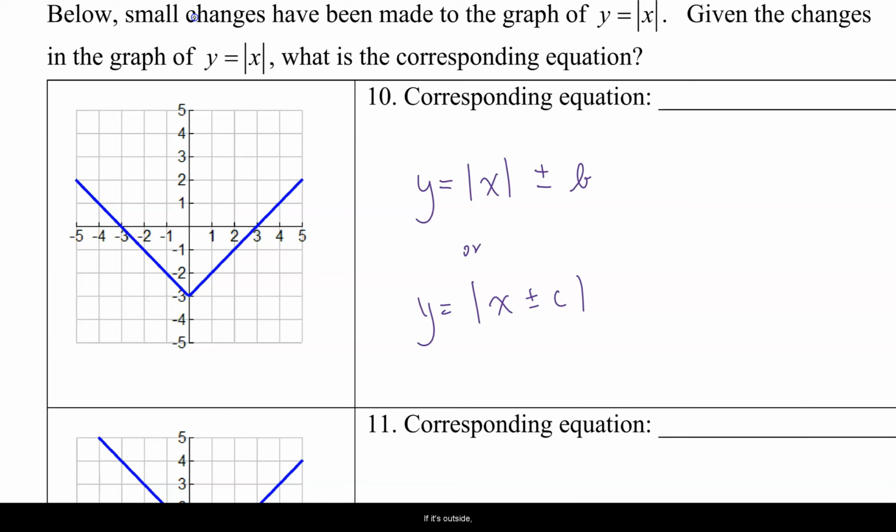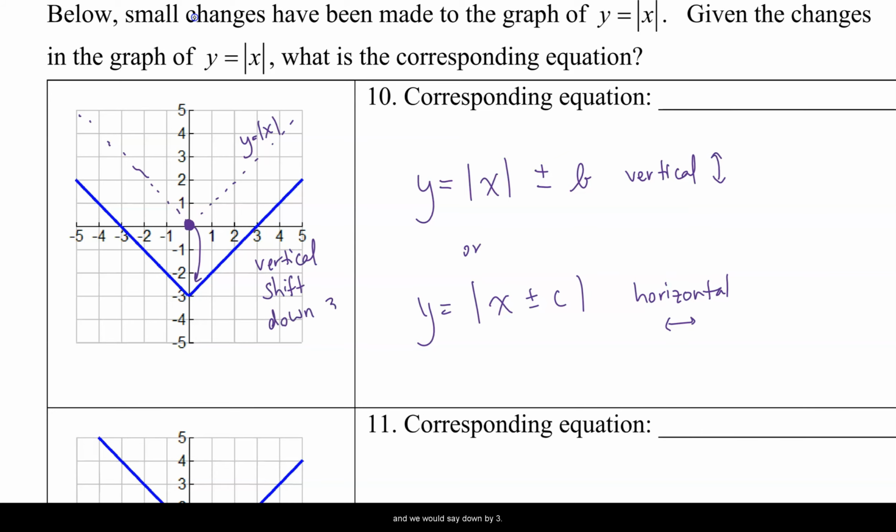If it's outside, this is a vertical shift up and down. If it's inside, it's a horizontal shift left or right. We normally would sit here in the absolute value function, y equals absolute value of x, make a little shadow graph here, but that point got moved down to -3. This is a vertical shift, and we would say down by 3, which means our corresponding equation is y equals the absolute value of x minus 3 on the outside. We shifted down 3. So we've got an adding or subtracting on the outside of the function.